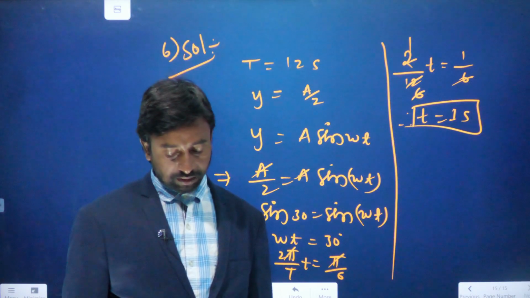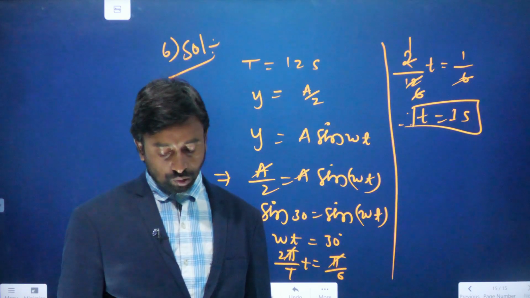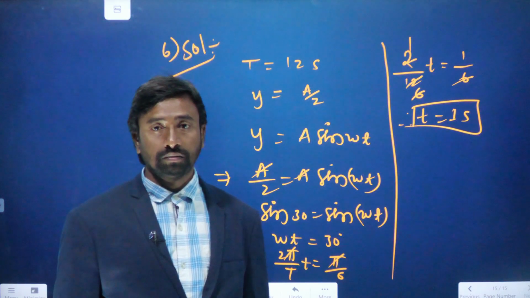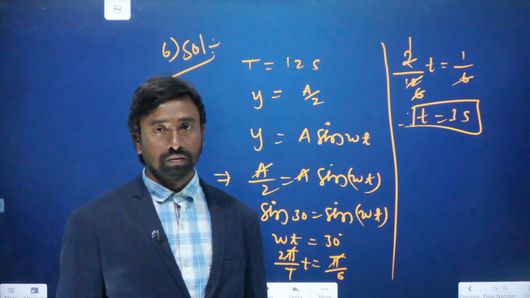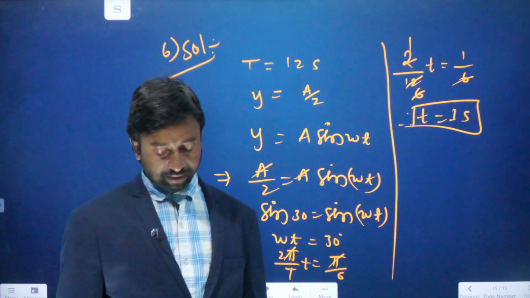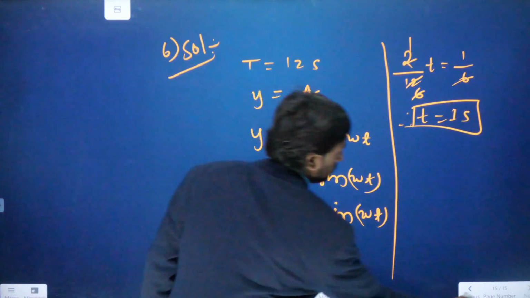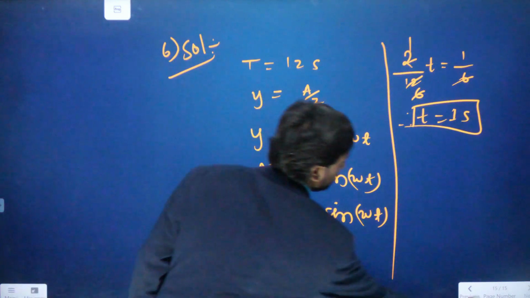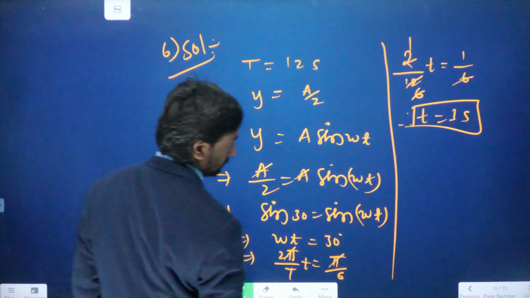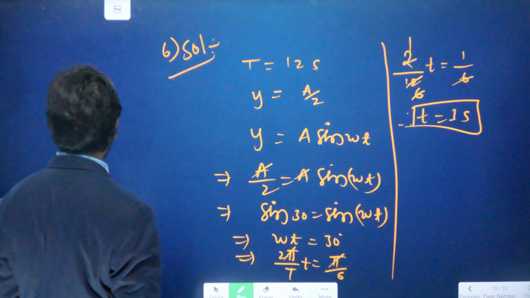Omega is given as 10 pi. Then 2 pi by T means here, 5 pi will come. Pi will be cancelled there. So T is equal to... we will see the seventh one. It is completed.